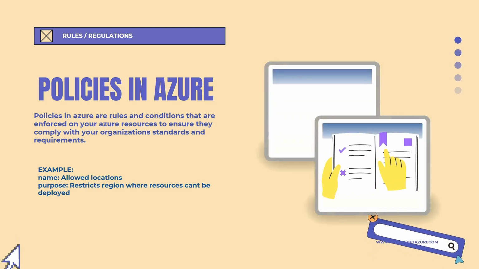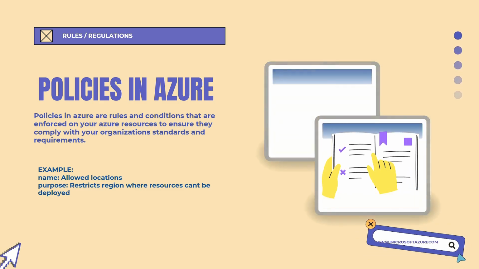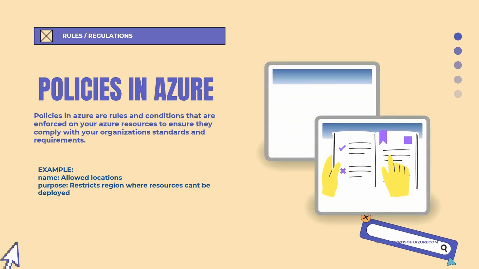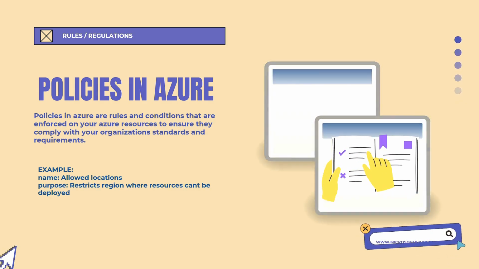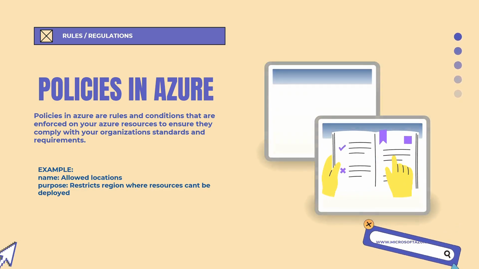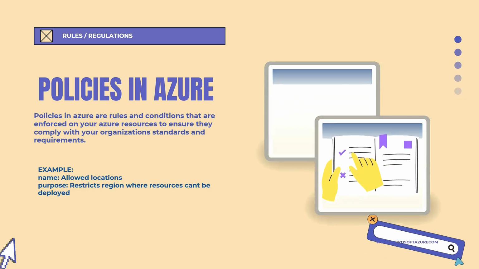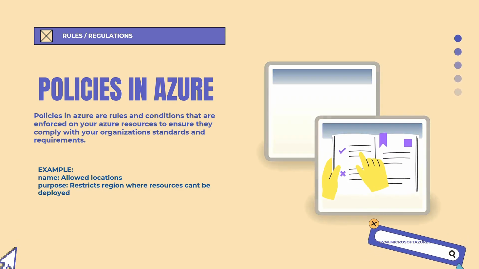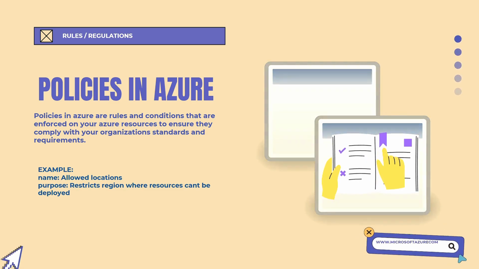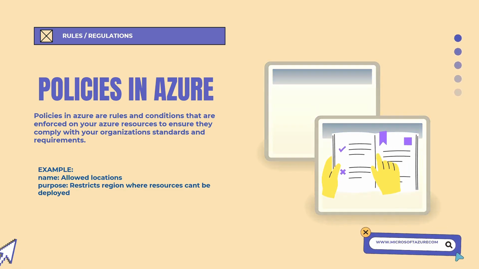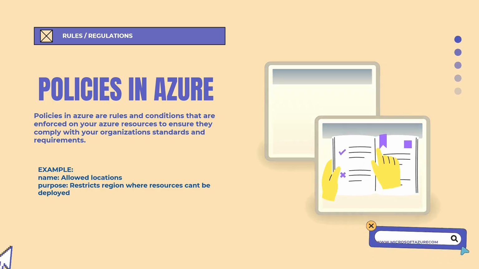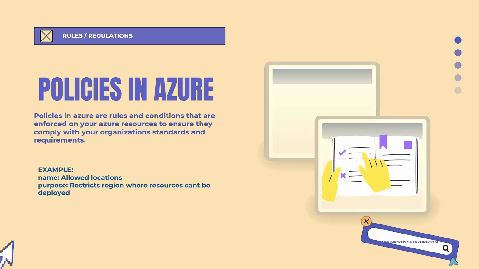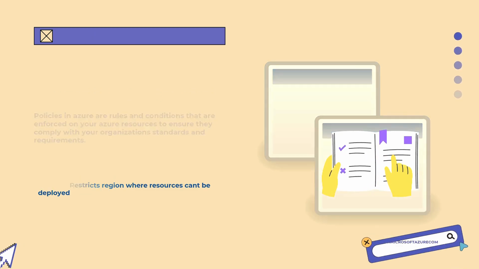A real-time example, let's say your company decides to save cost by allowing resources only in the East US region. So you set an allowed location policy in Azure. Allowed location is a type of policy, just one type. If you set that allowed location policy in Azure, and someone tries to deploy a new storage account in the West US region, Azure blocks the action and prompts them to follow the policy, maintaining cost control and regional consistency. So this is what policy means.